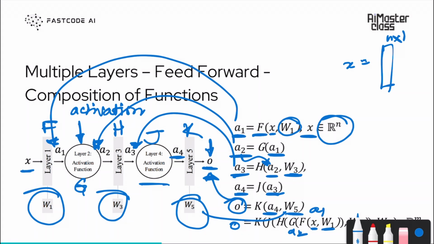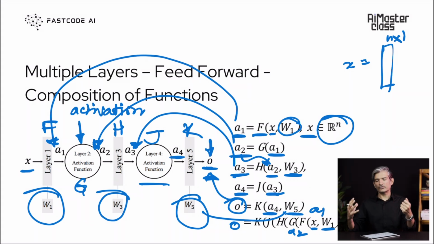So this whole neural network, the forward prop or the function that this neural network encodes, can be thought of as a composition of functions. Essentially, you do one function, then the output of this function you put into another function, then the output of that function you put into another function, and so on until you get the output. So you can think of forward prop as nothing but a composition of functions. That's it.